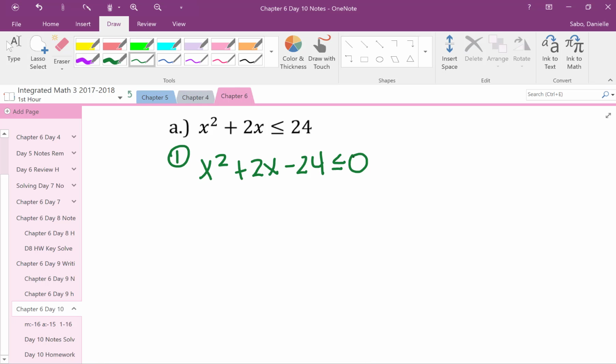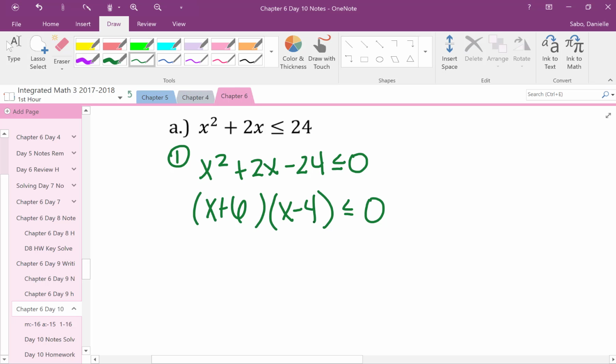Okay, now we just need to factor. So I need to know what multiplies to negative 24 but adds to 2. What two numbers? 6 and negative 4. So I'm going to go right to the very end because it's one of those situations where the a value, this leading coefficient, is 1. So I can go right to the very end. So then I'm going to have x plus 6 and x minus 4.